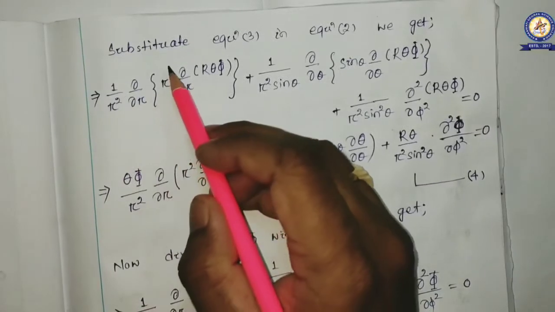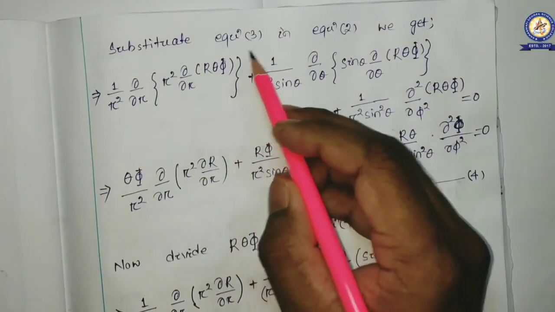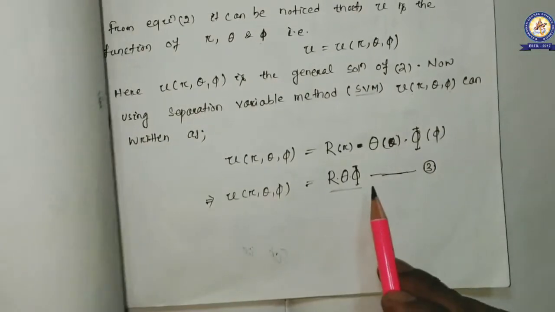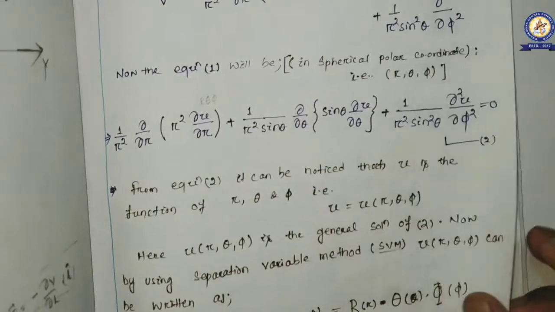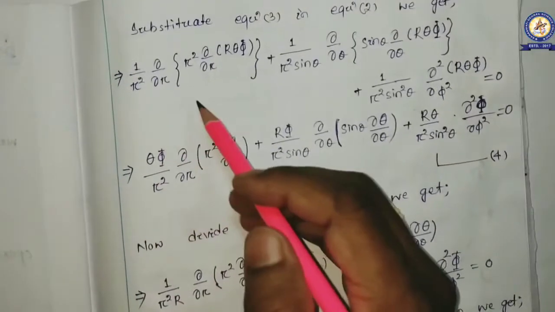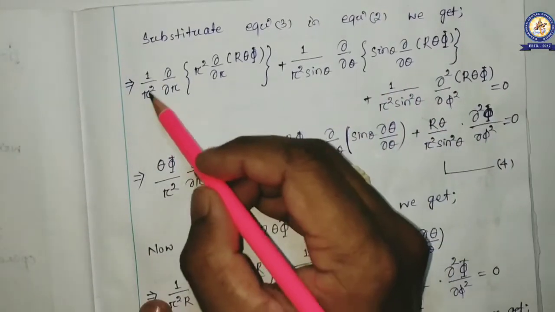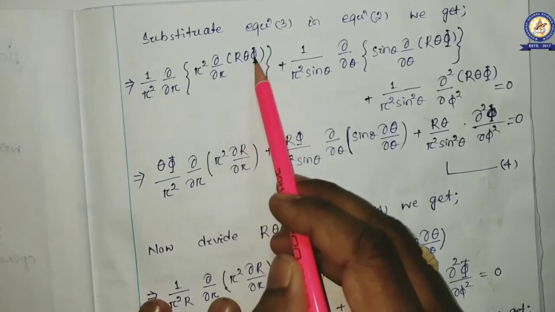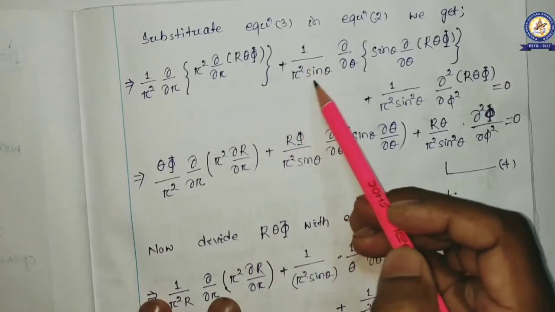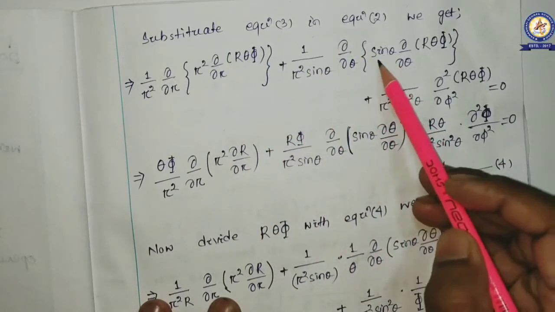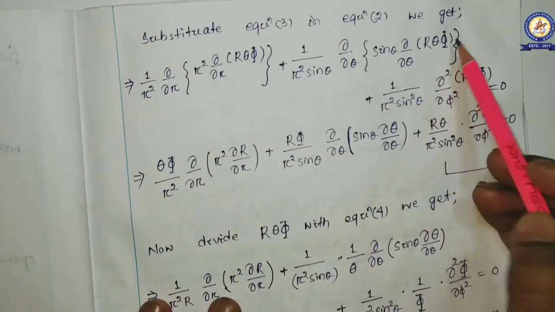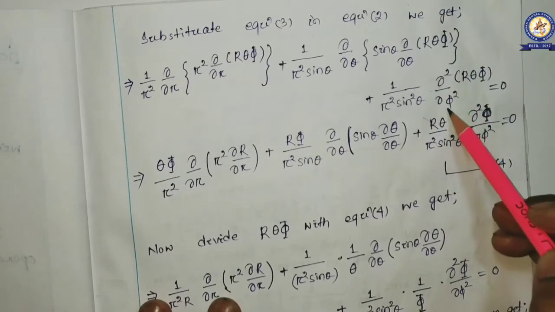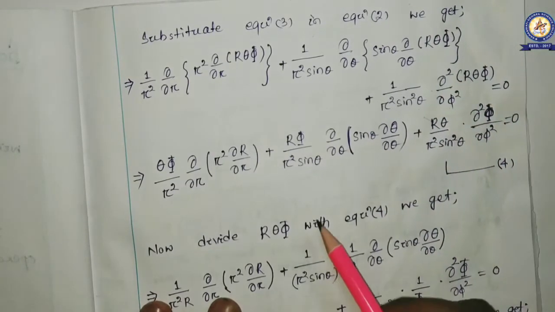Now we have to substitute equation number 3 in equation number 2. Equation number 3 means this one, if I substitute here in equation number 2, we get: 1 by r square del by del r of r square del by del r of R(r)Θ(θ)Φ(φ), plus 1 by r square sin θ del by del θ of sin θ del by del θ of R(r)Θ(θ)Φ(φ), plus 1 by r square sin square θ into del square by del φ square of R(r)Θ(θ)Φ(φ) equal to 0.